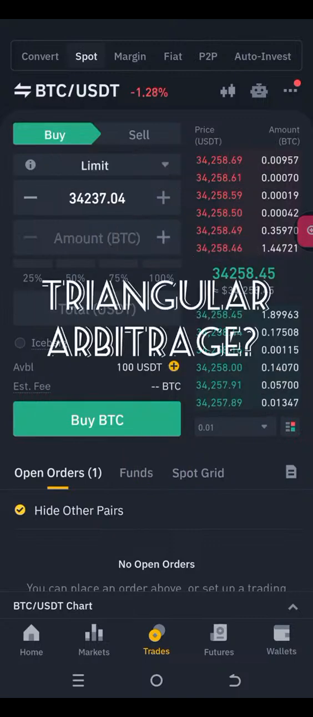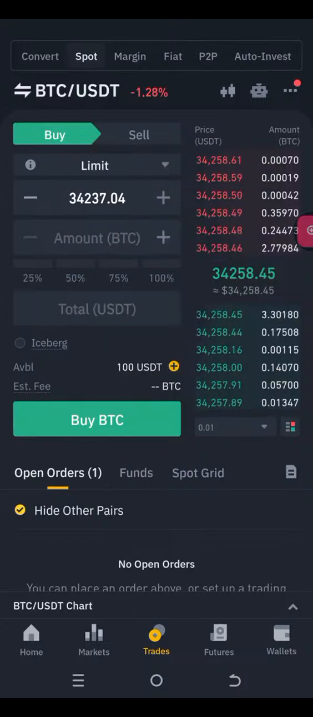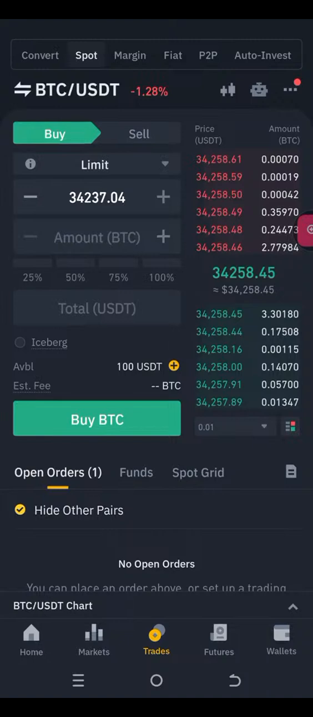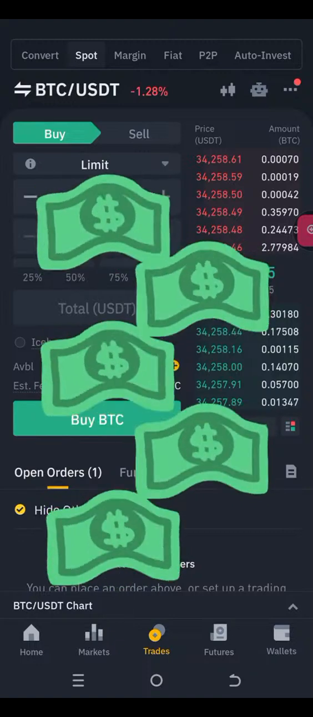Which makes more money? Is it triangular arbitrage, or is it spot trading? Or could it be inter-exchange arbitrage? Let's find out. Welcome to Income Strategies, the place where you learn the skills to make money, to multiply your money, and to manage your money.